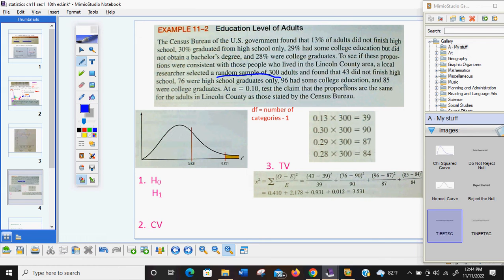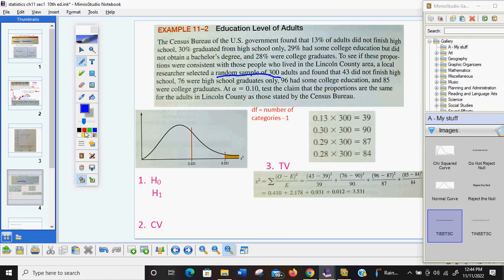found that 43 did not finish high school. So that is your observed value. 76 were high school graduates only. That is your observed value. 96 had some college education. That's your observed value. And 85 were college graduates. At alpha of 0.10, test the claim that the proportions are the same.